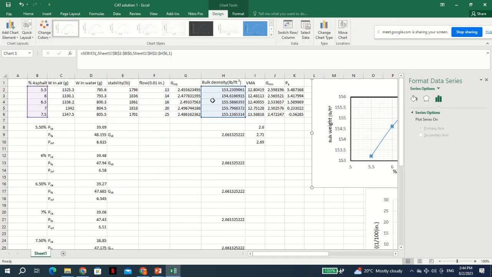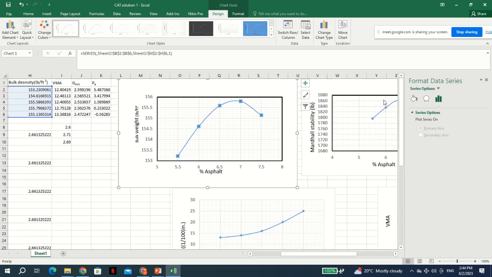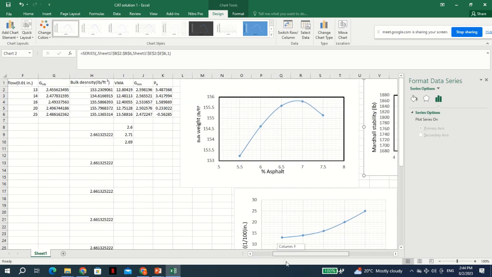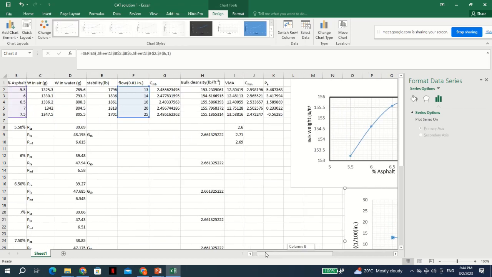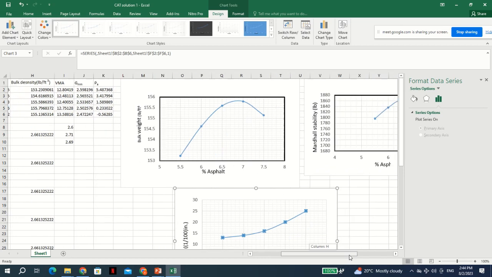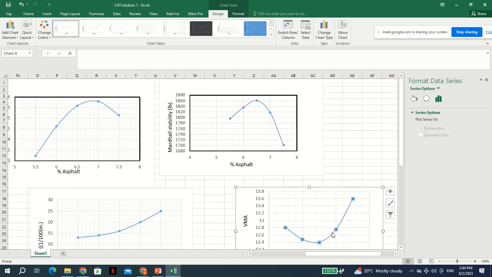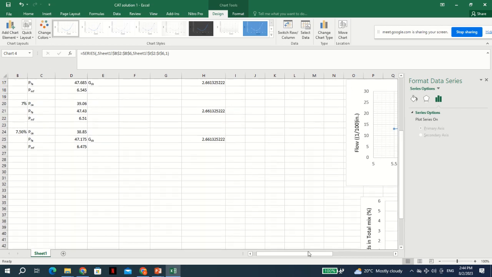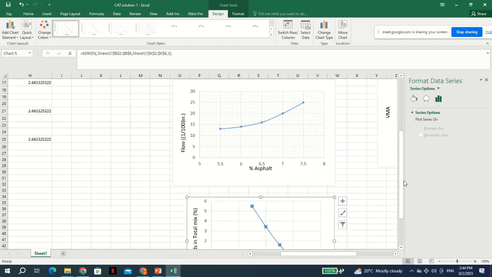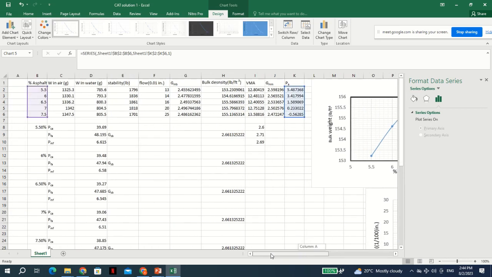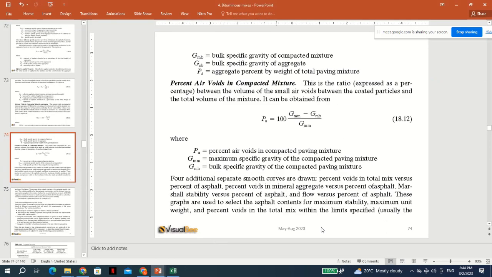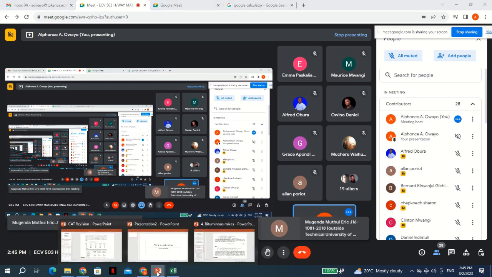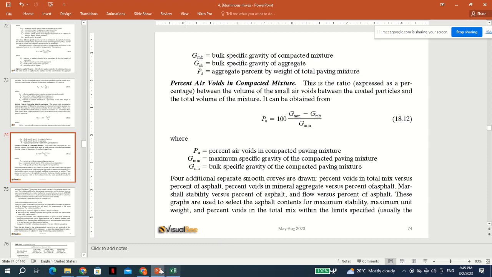So for example, this is asphalt versus the bulk density, okay. Then the second one is asphalt content and stability, okay. The third one is the flow versus asphalt content, and the fourth one is the percentage mineral void versus asphalt content, and finally the asphalt content versus the air voids, okay, the percentage of air voids in the compacted mixture.